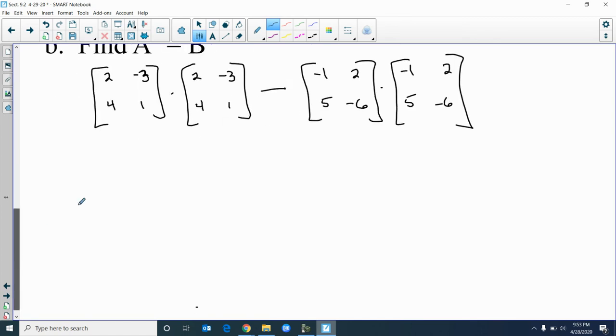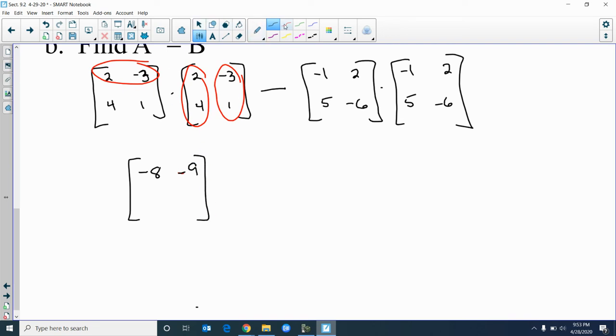So I got to do order of operations. So I got to square these. Row times column. And since they're both 2 by 2s, my answer is going to be a 2 by 2. And what do I get for here? 4 minus 12, -8. Times column 2, -6 minus 3 gives me -9.